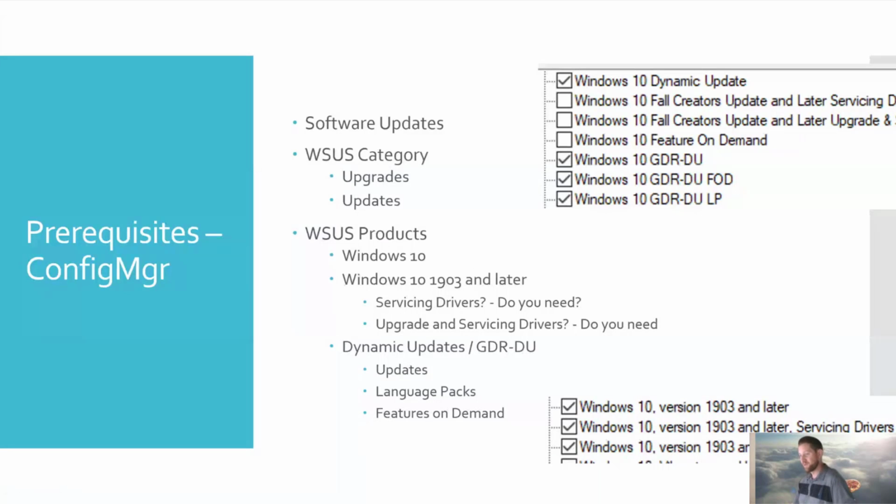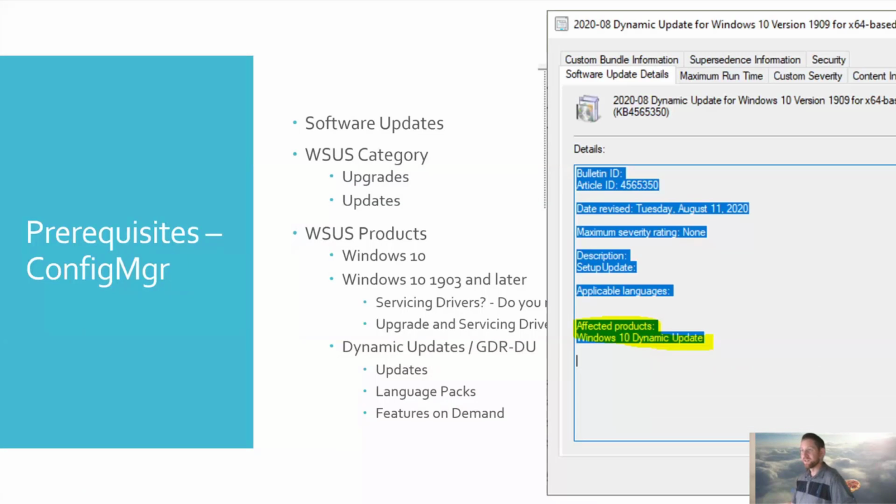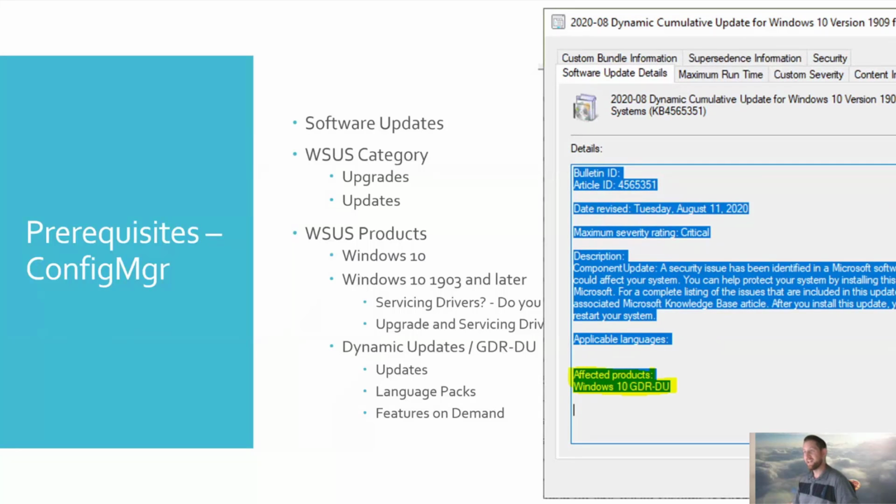And to illustrate that a little bit, here's the dynamic update for Windows 1909, 64-bit based, and your affected product. This one comes from that category, Windows 10 dynamic update. At the same time, this is what gets kind of confusing for me: you also have a dynamic update that comes from the GDR-DU. So I really need to do some more research on what the difference is. It seems like they're the same, but in general, you're going to want dynamic updates enabled.